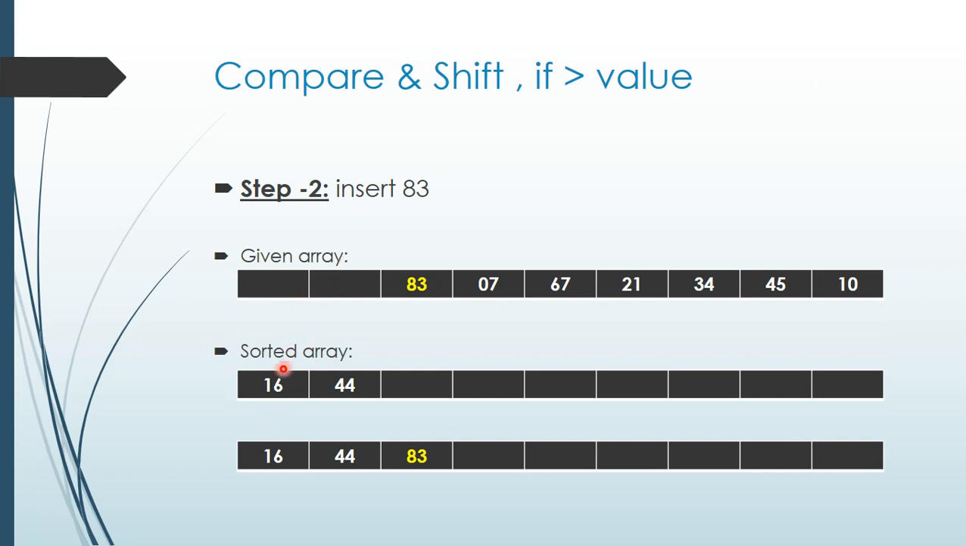Okay, so your next step is, 16 யும் நான் இதில இருந்து எடுத்துட்டேன். So these two are empty values. So next I have to consider 83. So insert 83. See here, insert 83.